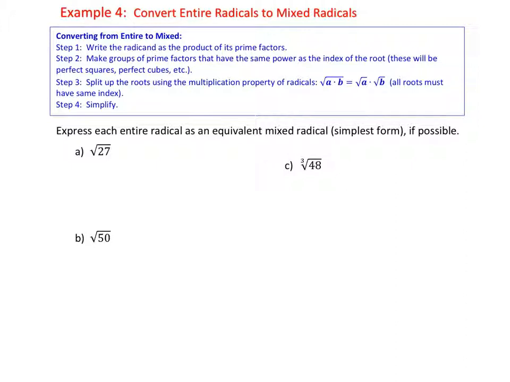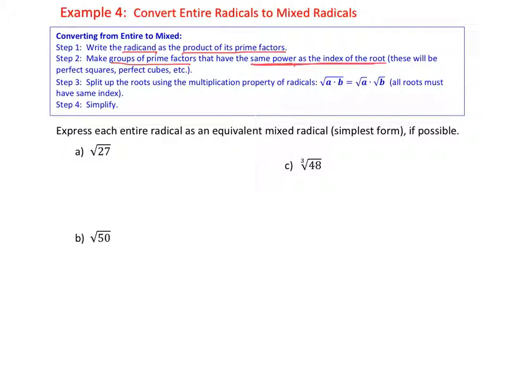Step 1 is to write the radicand as a product of its prime factors. And what we're doing is we're going to look for groups of the prime factors that make a perfect square or perfect cube, whatever is the same power as the index of the root. So that's going to be important to look for.